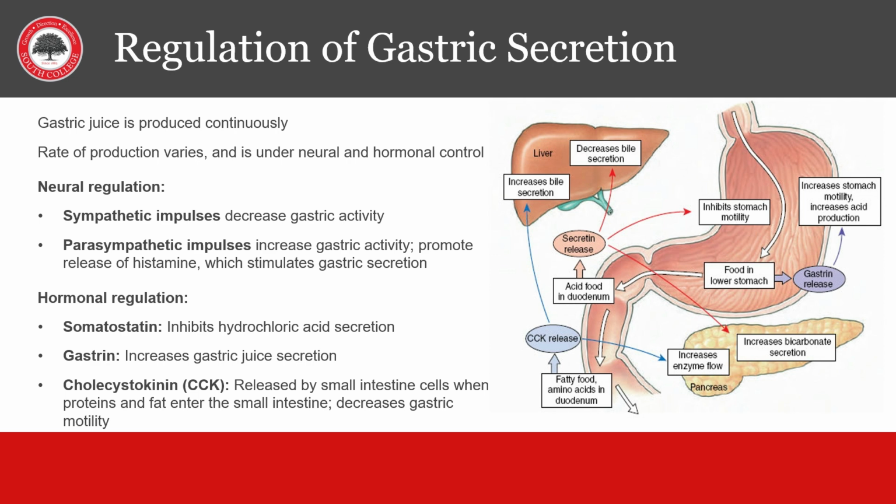Hormonal control consists of somatostatin, which inhibits hydrochloric acid production, gastrin, which promotes gastric acid secretion, and cholecystokinin, or CCK, which will decrease gastric motility when fats and proteins enter the stomach for better digestion.